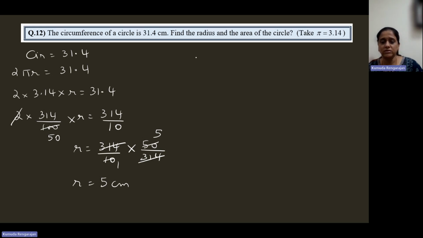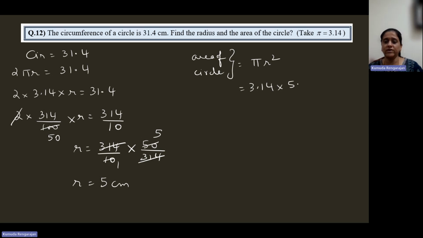Now what's the area of the circle? Area of circle is equal to pi r square. So 3.14 into r square. So 5 into 5, r square, no? So it's 25 into 3.14. 78.5. Area. So centimeter square. All right.